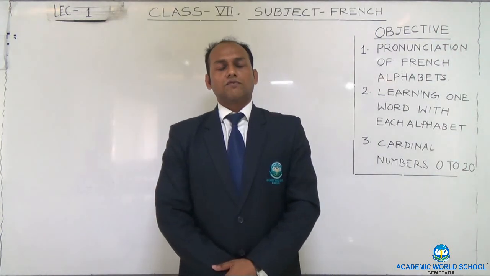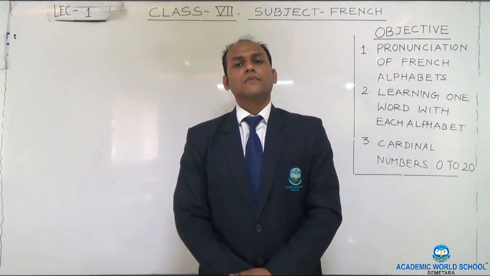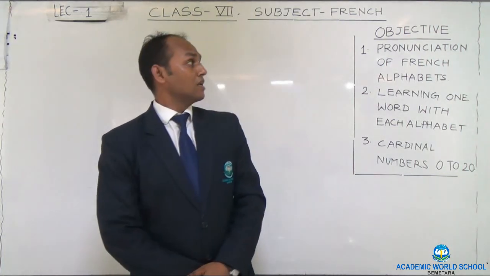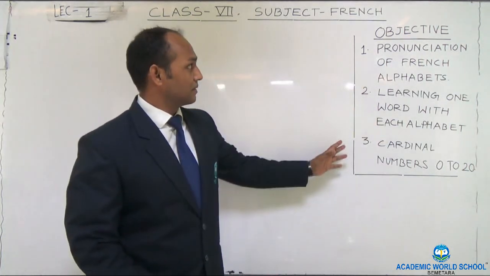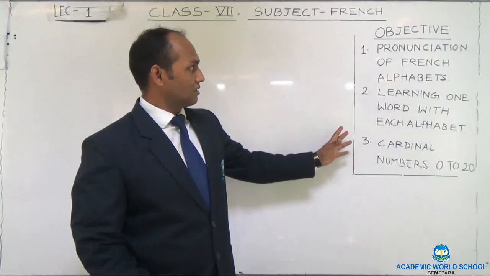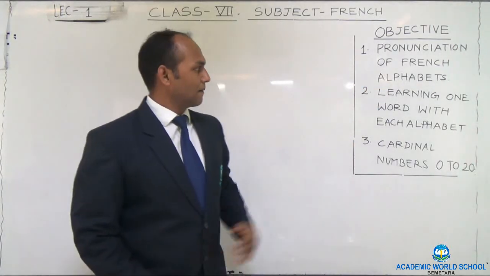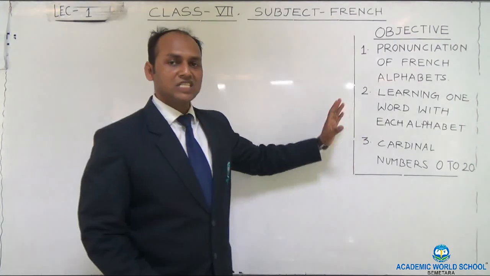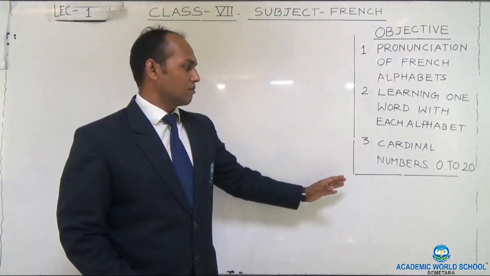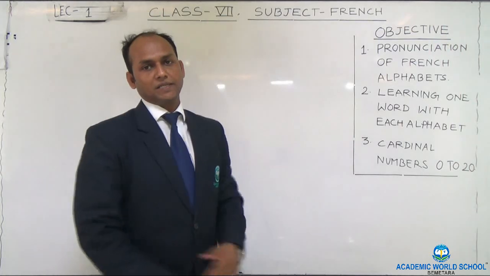This is your first online session, and in this session I will take you through these topics. These are the objectives of this session: pronunciation of French alphabets, learning one word with each alphabet, and cardinal numbers from 0 to 20.